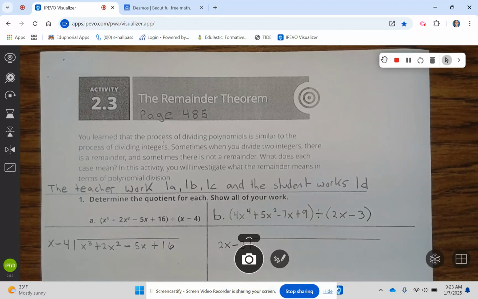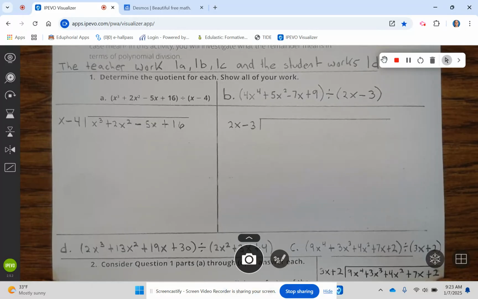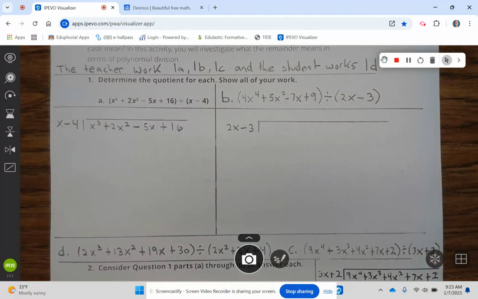Today we're looking at 2.3, the remainder theorem. You learned that the process of dividing polynomials is similar to the process of dividing integers. Sometimes when you divide two integers, there is a remainder, and sometimes there's not a remainder. What does each case mean? In this activity, you will investigate what the remainder means in terms of the polynomial division. The teacher works 1a, 1b, and 1c, and the student works 1d.